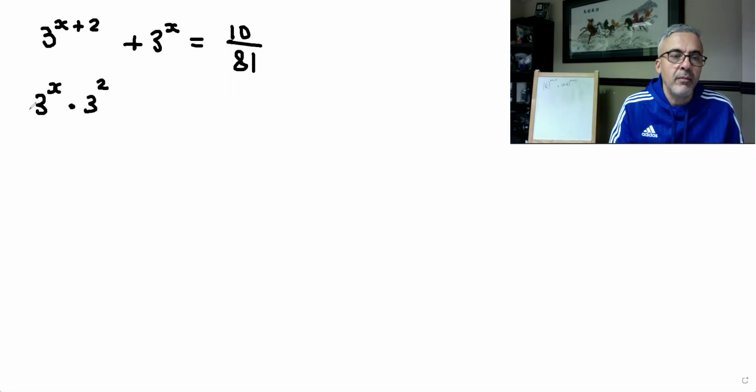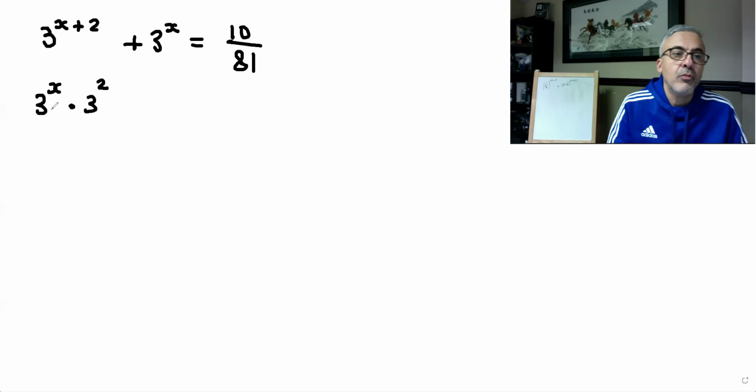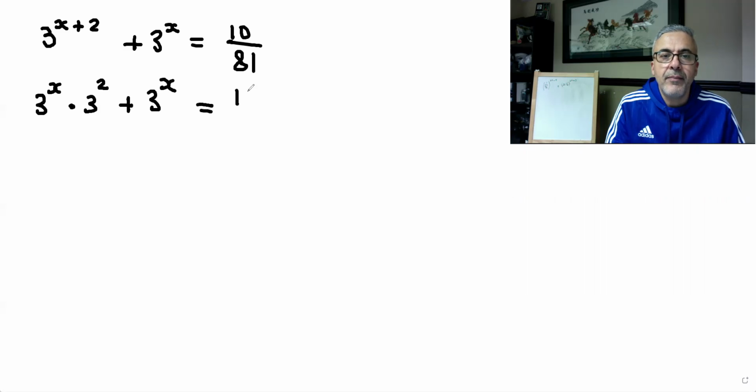You remember, if we're multiplying numbers with exponents, what we do is add the exponents. So if we multiply this, it gives us 3 to the power of x plus 2. But now we need to break it this way so we can solve this question right here. So plus 3 to the power of x equals 10.